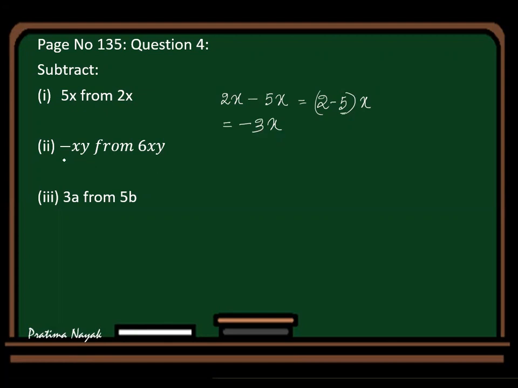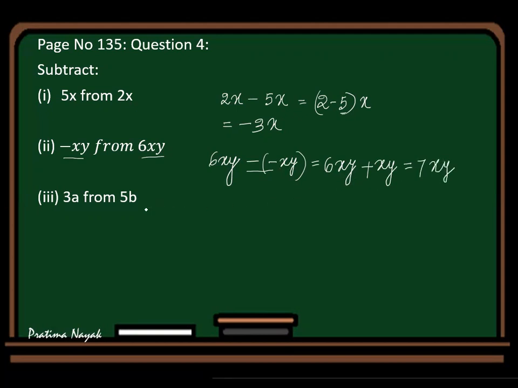Next is subtract minus xy from 6xy. So 6xy will be written first. Then minus for subtraction, then minus xy. When the term being subtracted is negative, please put it in a bracket so that there will be no mistake. Then 6xy, and we are subtracting negative xy, so it will become positive xy. You have already learned this in integers. So 6xy plus 1xy will be 7xy.